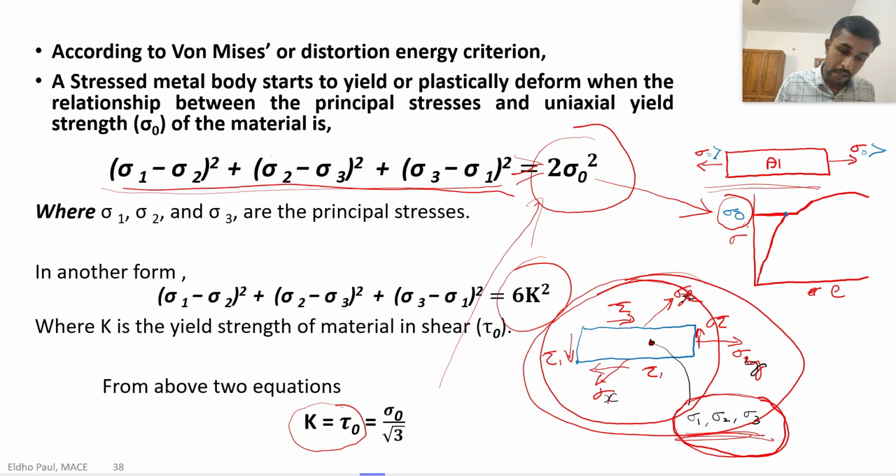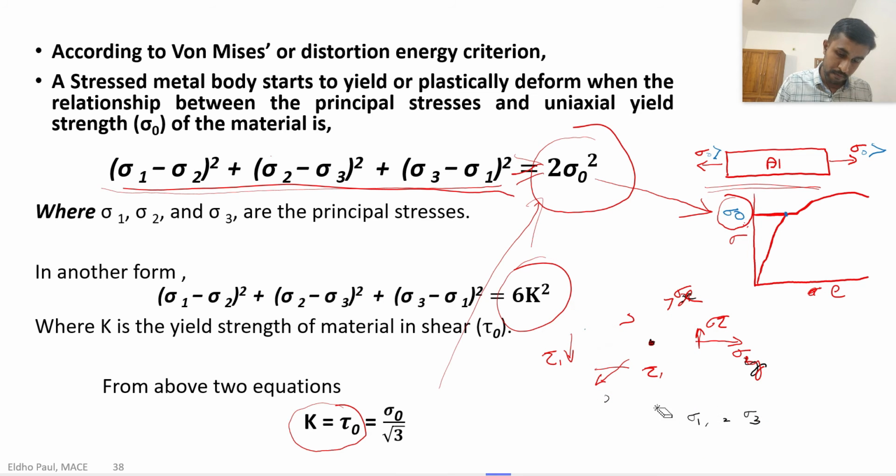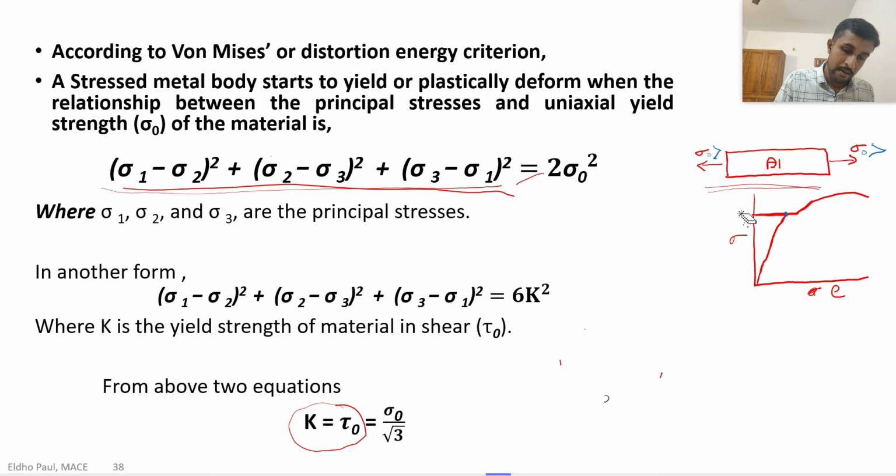That means if you draw another graph, instead of measuring the tension, or normal stress sigma, you plot a graph between shear stress and shear strain, then the shear stress corresponding to the yield point is called tau 0, and this tau 0 will be equal to k. So we can give this as 6 tau 0 square.